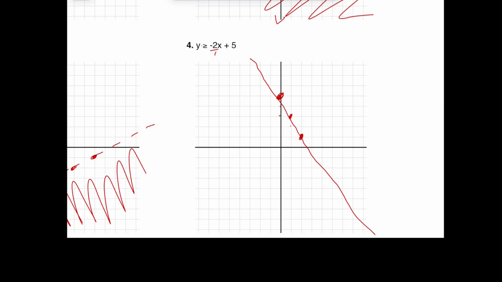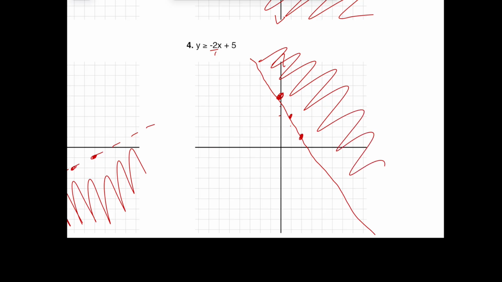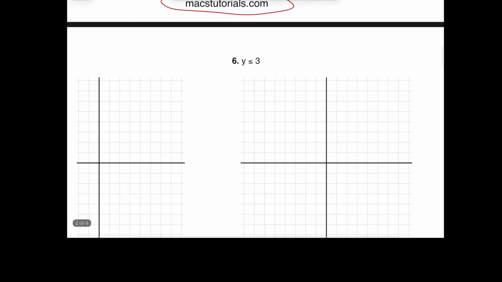All right. Now I want the side where my y's get bigger. And the y's get bigger on that side. Okay. Let's keep going. Let's do the next one.